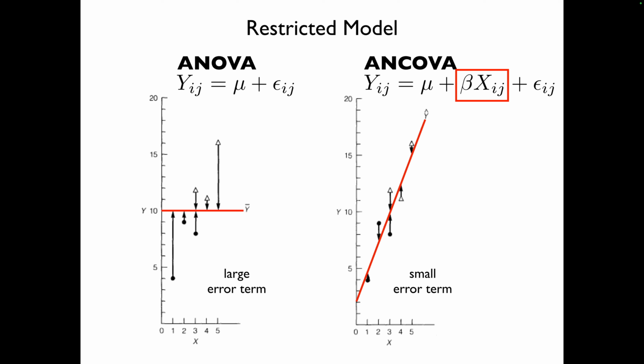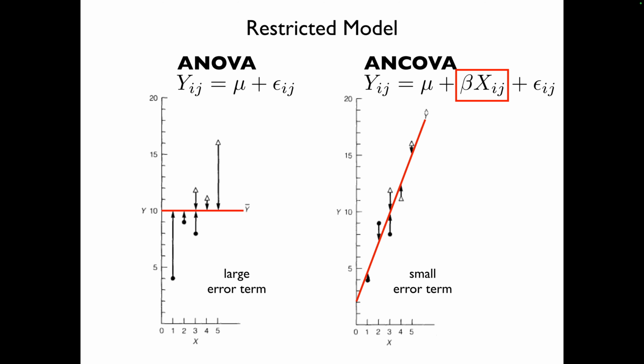On the right, we allow the line to have a slope. And so the vertical distance between each data point and the sloped line on the right are much smaller than the vertical distances on the left. And so we get a much smaller error term in the restricted model. And of course, we have to pay using degrees of freedom, but we only have to pay with 1 degree of freedom because we're only estimating one thing, one parameter, beta. So that's the restricted model in ANCOVA as it compares to ANOVA.